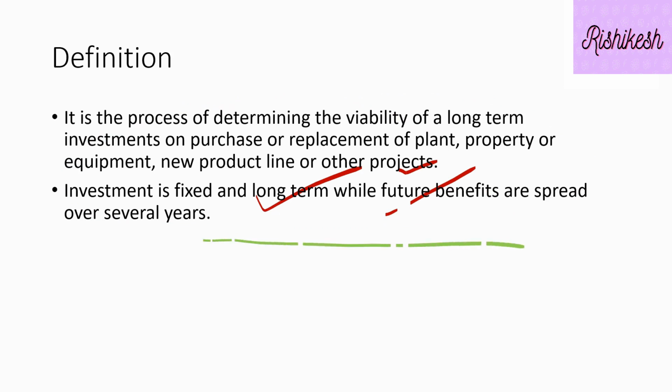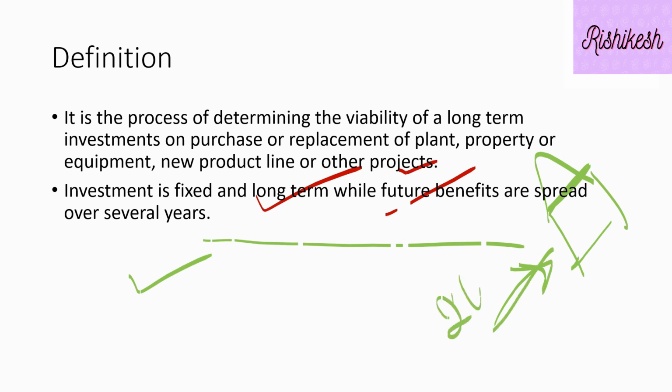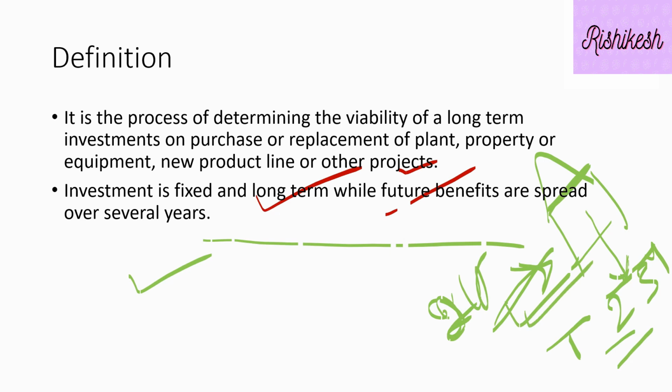Now, investment is fixed and long-term, while future benefits are spread over several years. So what does this line mean? You have to build up a new factory, so you have to invest in one go, right? You're investing 2 crore in one go, but the benefits, that is the revenue that will be coming out from this factory, will be spread over a number of years. It will not come in instantaneously. Some of it will come in the first year, then second year, third year, fourth year, and so on, right? So the future benefits are spread over several years, but the investment is fixed and it's going to be in one go, or it's going to be a long-term investment.